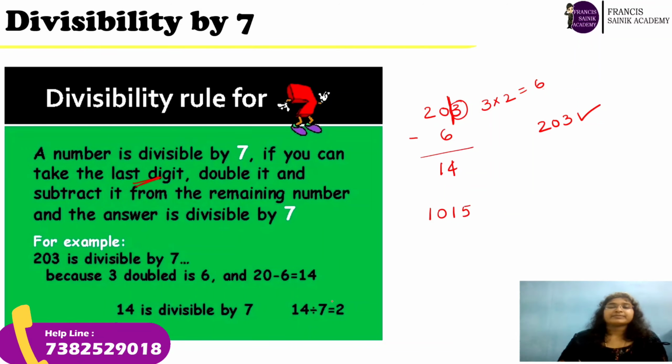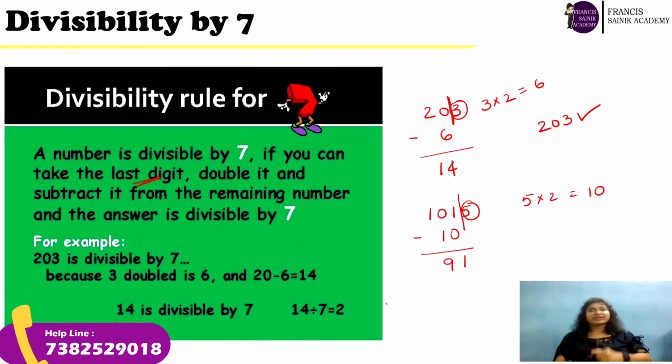1015. So, look for the last digit. What is the last digit? 5. Double it. 5 into 2 is equal to 10. So, subtract this 10 from 101. Okay, so what is your answer? It is 91. Still a bigger number. Okay, if you cannot find out, right? If you feel so, further proceed.